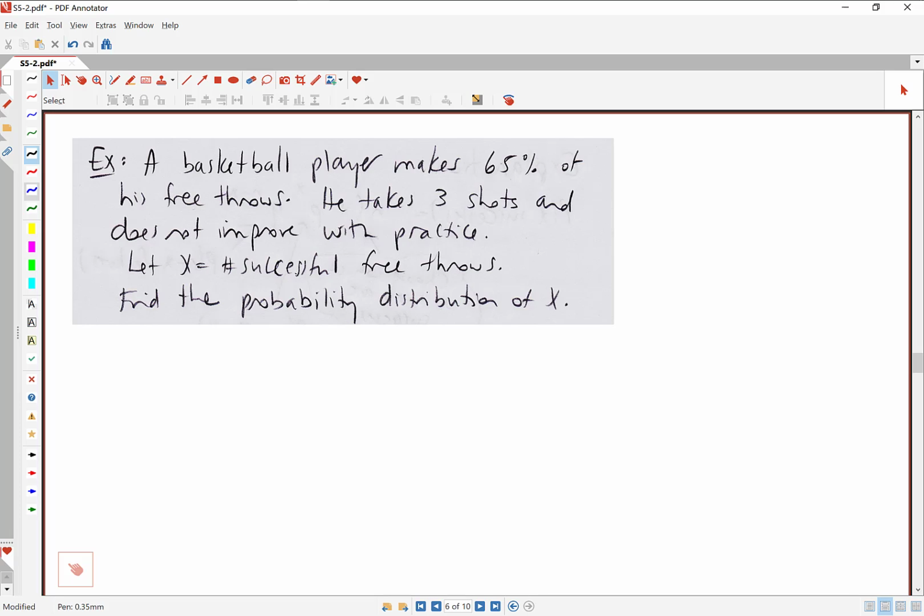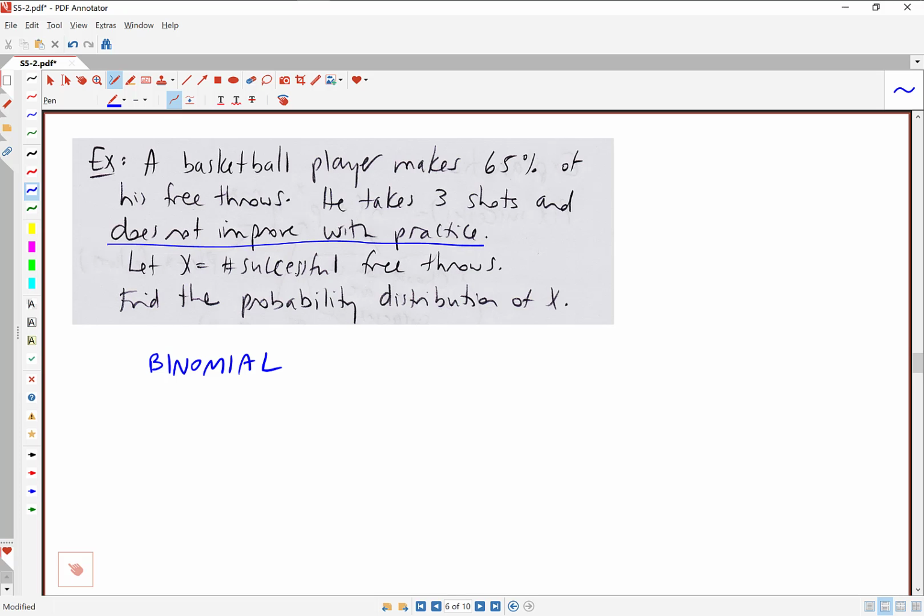So first thing I would say to myself here is that this is a binomial experiment. I'm going to write down the keyword binomial, because we've got a process that's being repeated over and over and over again. In this case, it's the basketball player taking his shot. It is important here that he does not improve with practice, so that we know that his probability of success is the same on every single shot. So every trial is identical. Every time he takes a shot, he's got a 65% probability of making a successful shot.